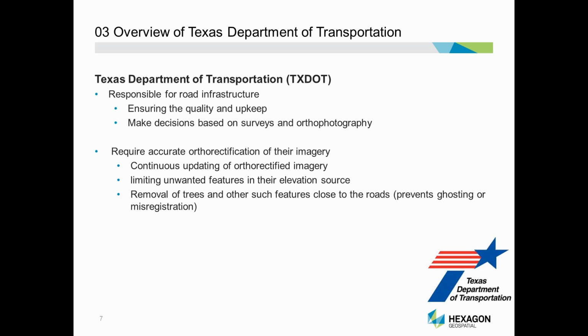You can imagine imagery that is warped over an inaccurate DEM, or a DEM that has extraneous features like trucks or cars or trees or buildings, that can essentially change the way that the imagery is draped over the DEM and the terrain relief displacement correction that orthorectification does. So the removal of these trees and such features close to the roads prevents this kind of ghosting or misregistration. As long as you have an accurate surface model, the draping of those images over that terrain relief is going to be much more accurate without buildings and features in the way.